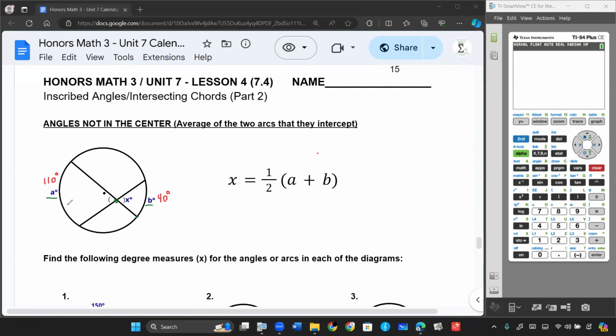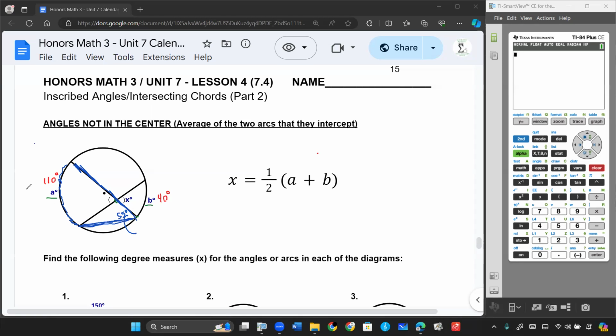Now, if I were to make an inscribed angle from that 110 degree angle and just extend that and make this meet the arc where that 110 degree arc is, so you see this 110 degree arc right here, then I would have this angle be 1/2 of this 110 degree arc. So that would be 55 degrees.